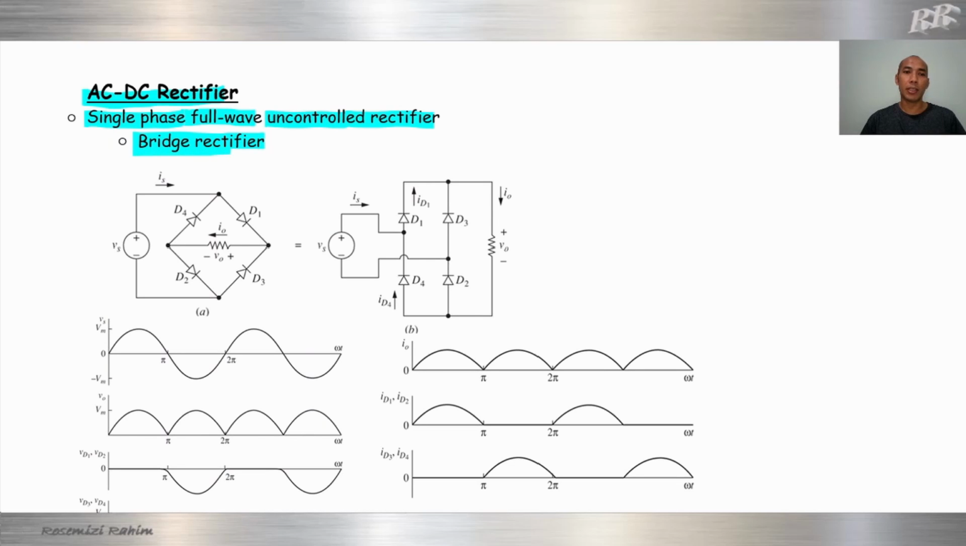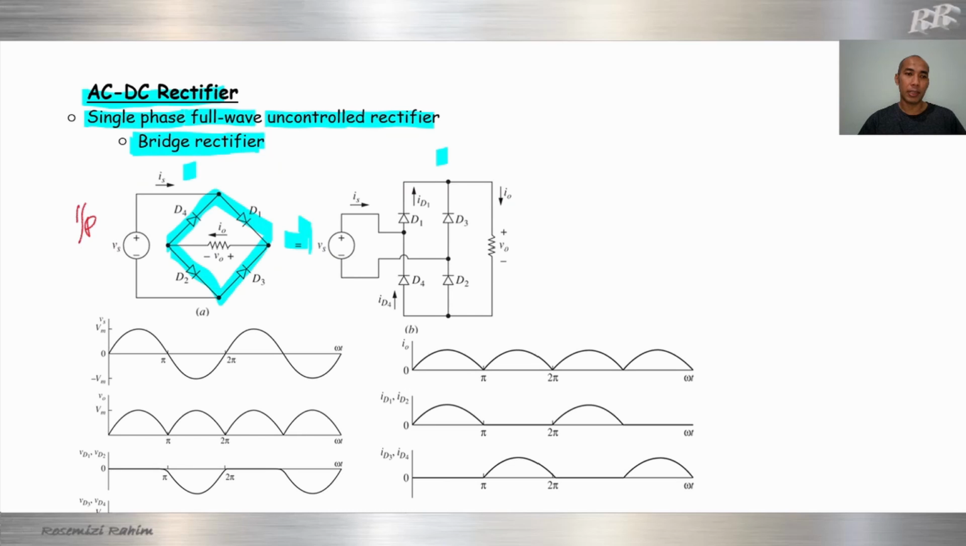The bridge rectifier is more compact compared to the previous one because there is no transformer. It's just diodes only. We have four diodes: 1, 2, 3, 4. We can see that the connection of the diodes looks like a bridge. That's why we call it a bridge rectifier. This is just an arrangement. We can arrange it like this or like this; the connection is the same.